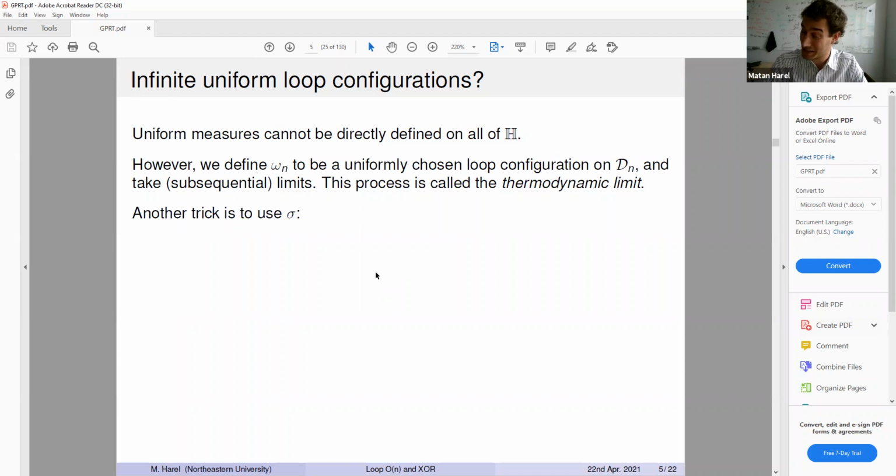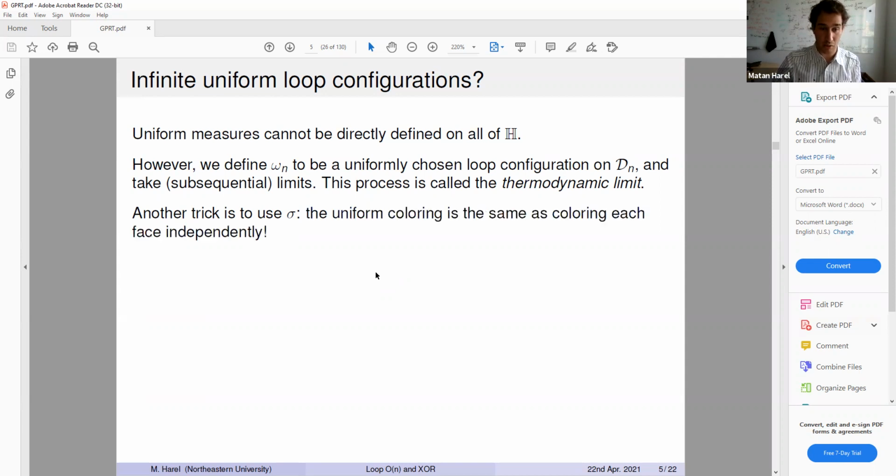Luckily, we don't actually have to do this in the case of uniform coloring because we can cheat. The thing I care about is the loop configuration, the domain walls, but I can remember that this came from uniform coloring. And I can sample a uniform coloring just by going face by face and saying, okay, you, blue or red, flip a coin. Great. You, blue or red, flip a coin. Completely independent. And that process you can easily do on an infinite graph. So you just take a uniform coloring and define the uniformly chosen loop configuration, quote unquote, on an infinite graph by the domain walls of that process.